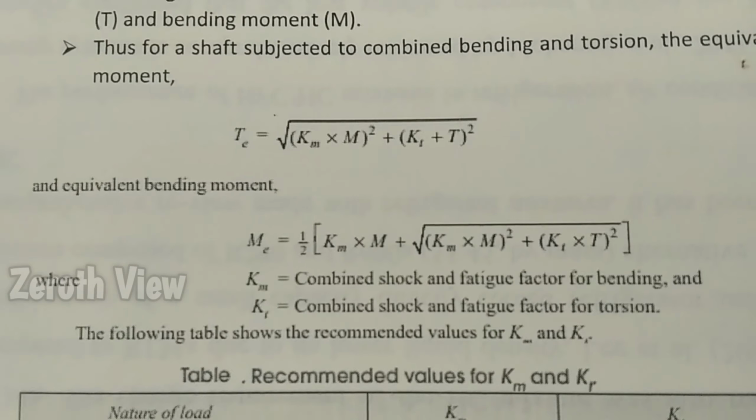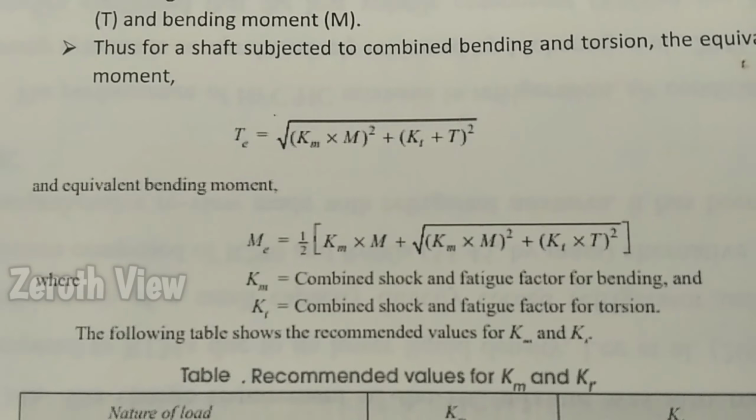Whereas Km and KT we already discussed. Km is nothing but a combined shock factor and fatigue factor for bending, and KT is the combined shock and fatigue factor for torsion. We all know about that Km and KT. Their values will be based on the shaft. See this, this is a recommended value for Km and KT.